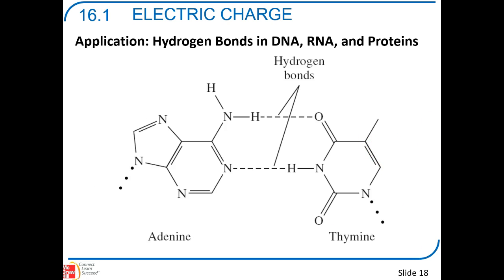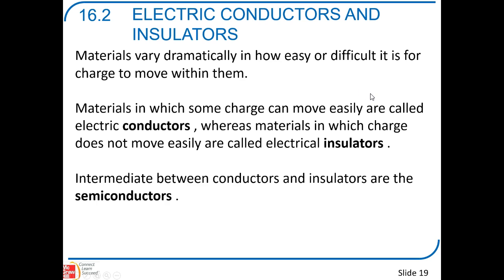If you think about DNA and RNA and proteins, the same type of thing happens. You've got those hydrogen bonds, so if we have adenine and thymine, when they are bonded together, we're using hydrogen bonds to do that. So a lot of life processes actually use this electric charge, and some different types of bonding that come from polarization or polar molecules. And that is the end of section 16.1. 16.2 we'll do next, and it's about electric conductors and insulators.